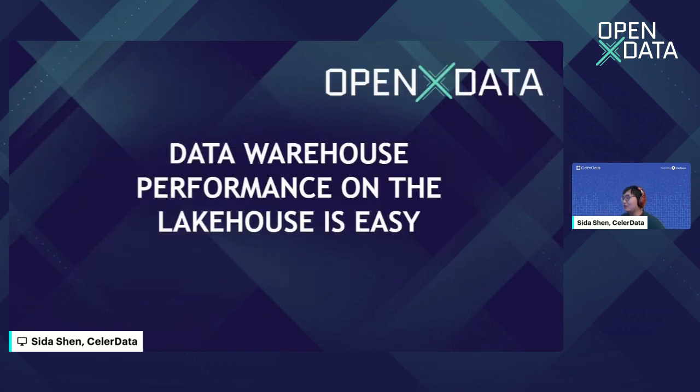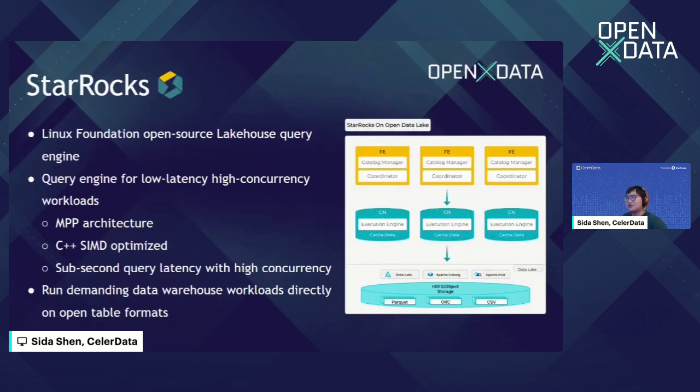So actually, with all of those, getting data warehouse like performance on a lakehouse is not only possible, it's actually quite easy to do. So here is StarRocks. StarRocks is a Linux Foundation open source lakehouse query engine. It's a query engine built for low latency, high concurrency workloads. It has an MPP architecture that does data shuffling in memory between nodes. It also has a C++ SIMD optimized execution engine that's fully vectorized as well. And it also has a cost-based optimizer, to ensure that all of your joins and aggregations are optimal.